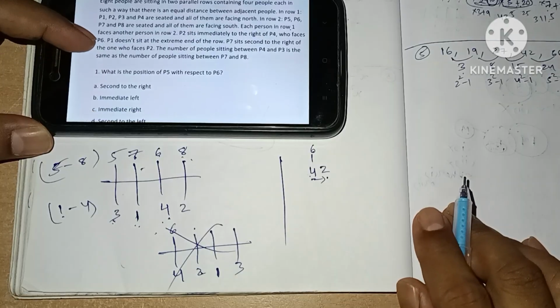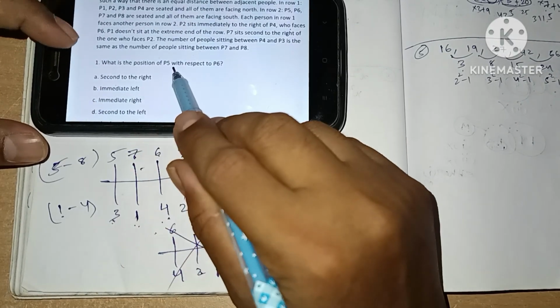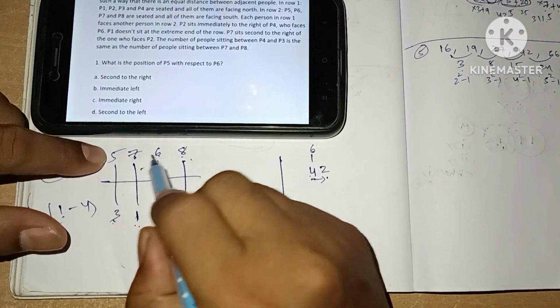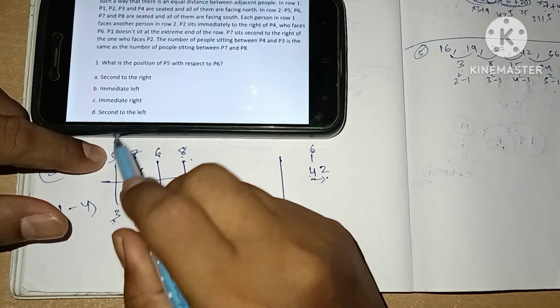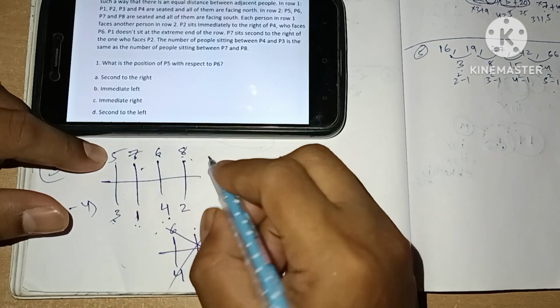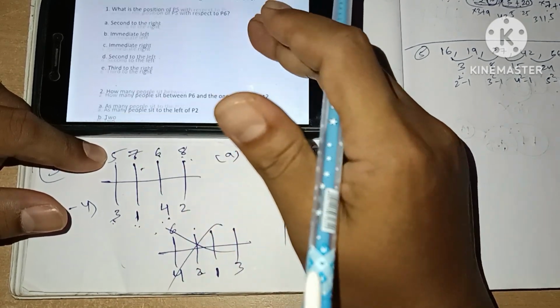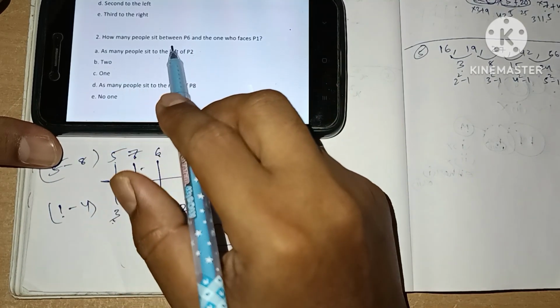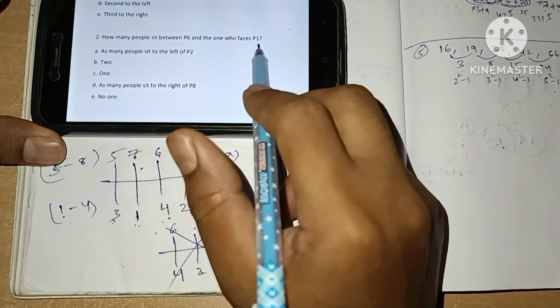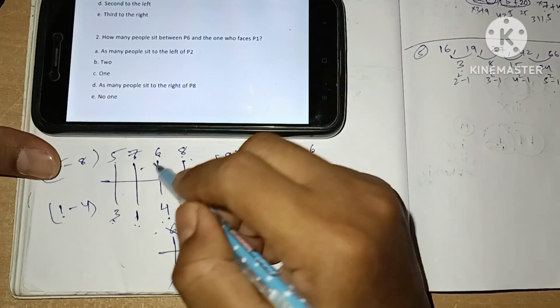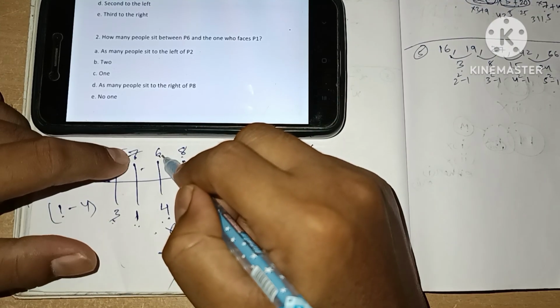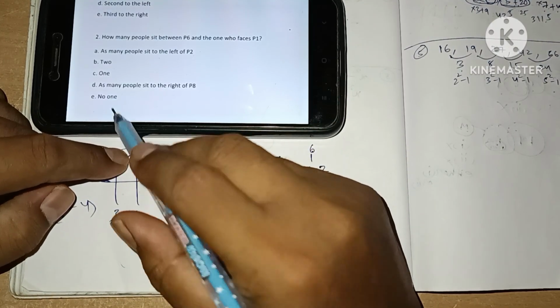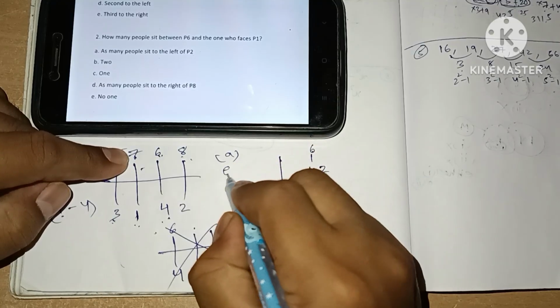Let's see what questions are asked. What is the position of 5 with respect to 6? Second to the right is the answer. First one, the answer is option A. Second question: how many people sit between 6 and the one who faces 1? None. No one sits between them. Option E is our answer.